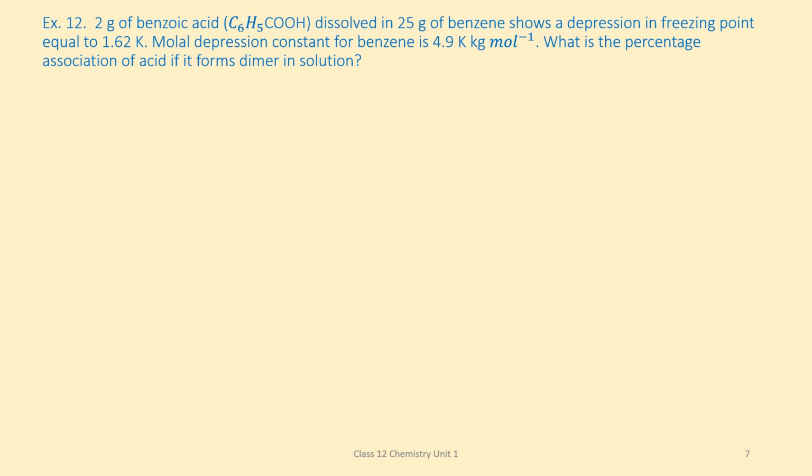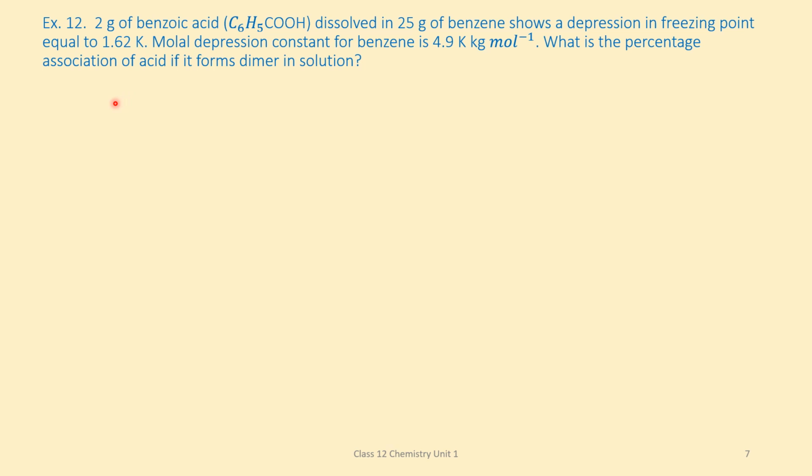Example: 2 grams of benzoic acid, that is C6H5COOH, dissolved in 25 grams of benzene shows a depression in freezing point equal to 1.62 Kelvin. Molar depression constant for benzene is 4.9 Kelvin kg per mole. What is the percentage of association of the acid if it forms a dimer in solution? Please note it is an association. We have to find out the percentage association.